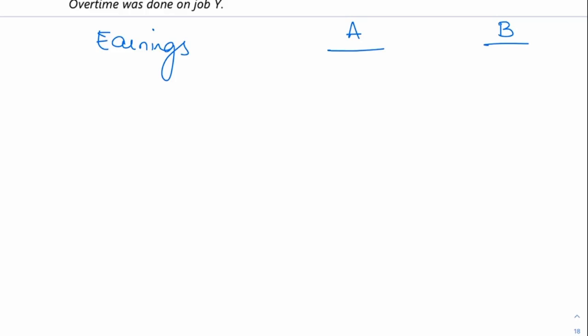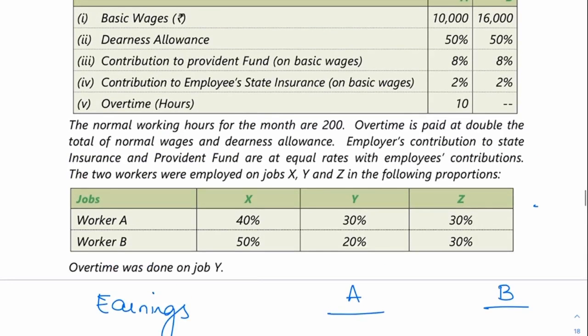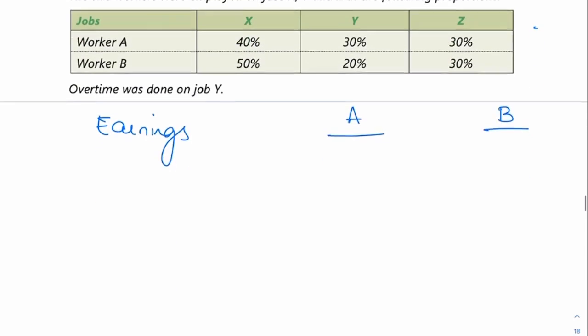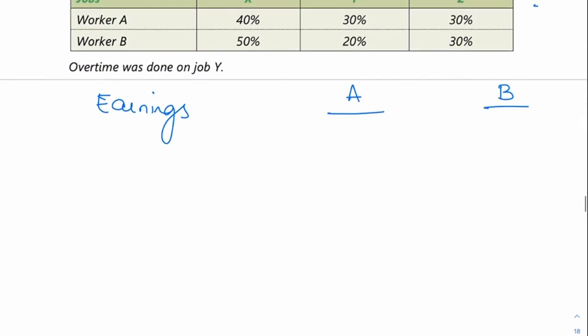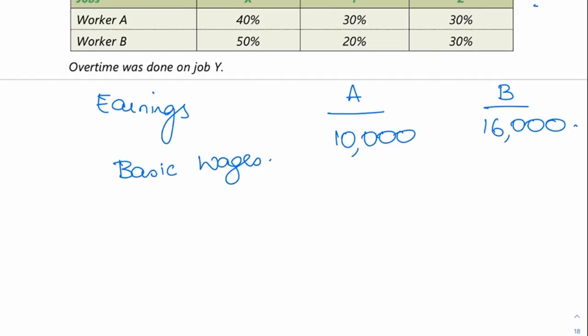Okay, what is the basic wage of A and B? Guys, I hope the question is with you. I have sent you the PPT earlier itself. So keep the question so that we don't keep going up and down with the questions. What's the basic wages? Of A it is 10,000. For B it is 16,000.